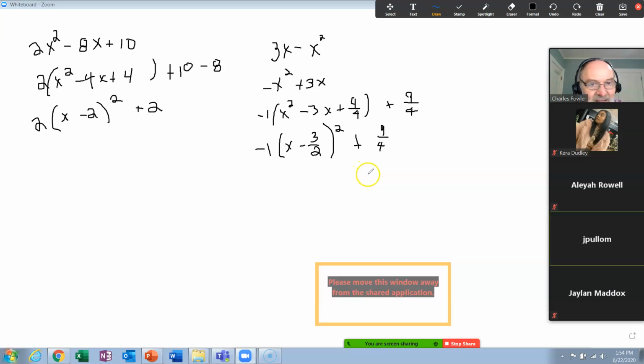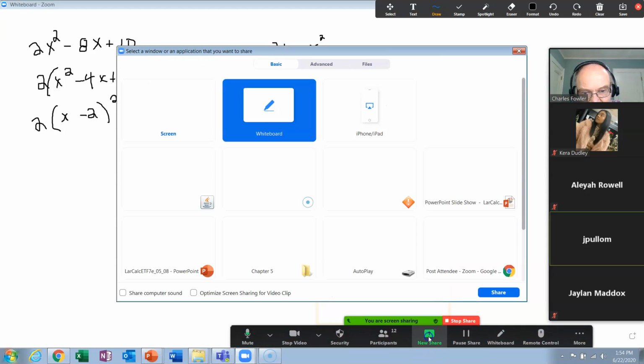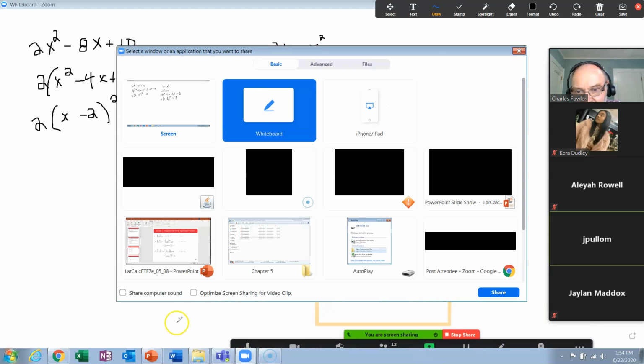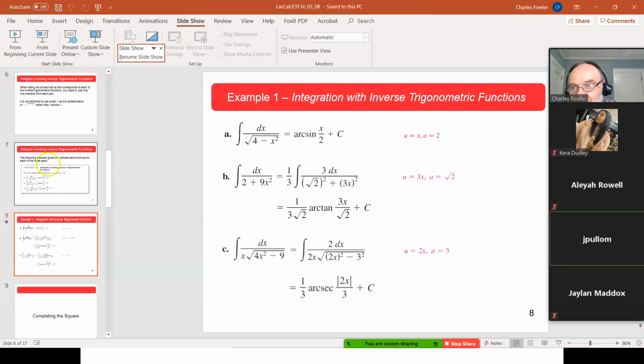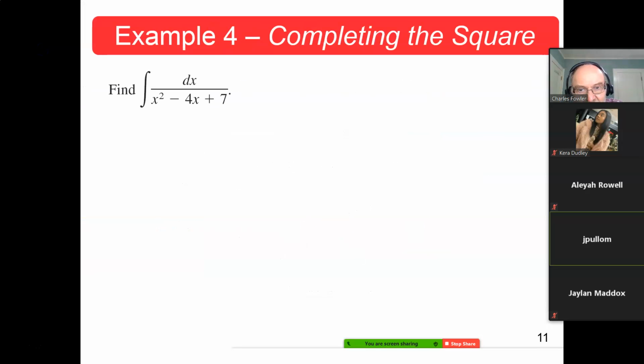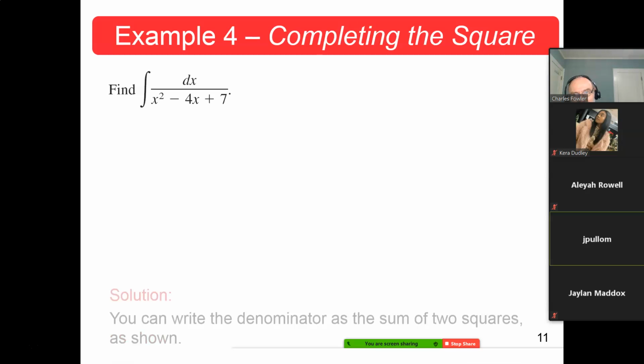All right, let's get to example 5. I think we'll be coming right back to the whiteboard, but let's see what they got on example 5. Oh, did we go over this one? I guess we didn't. Sorry about that. Let's do example 4. I don't think we did that.